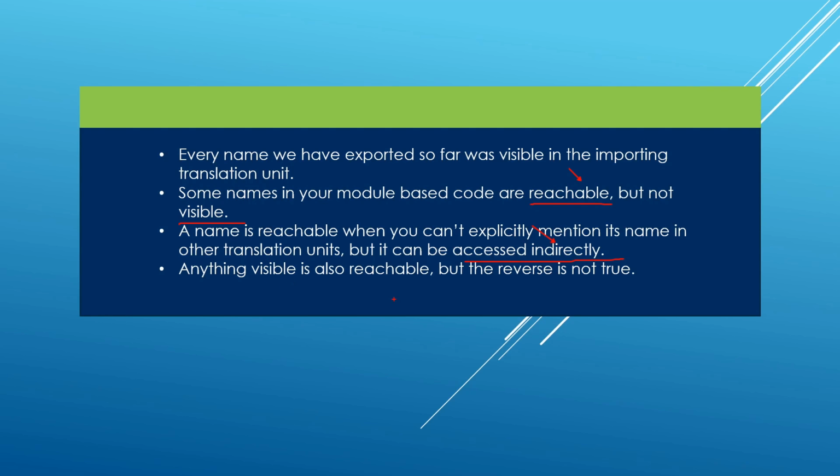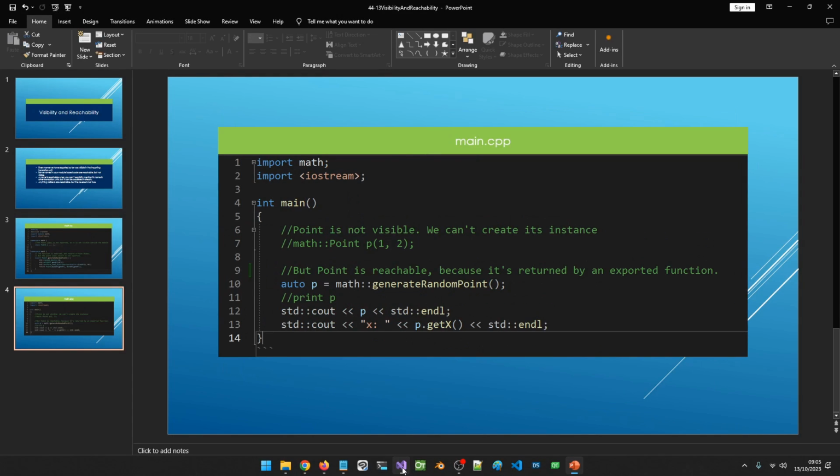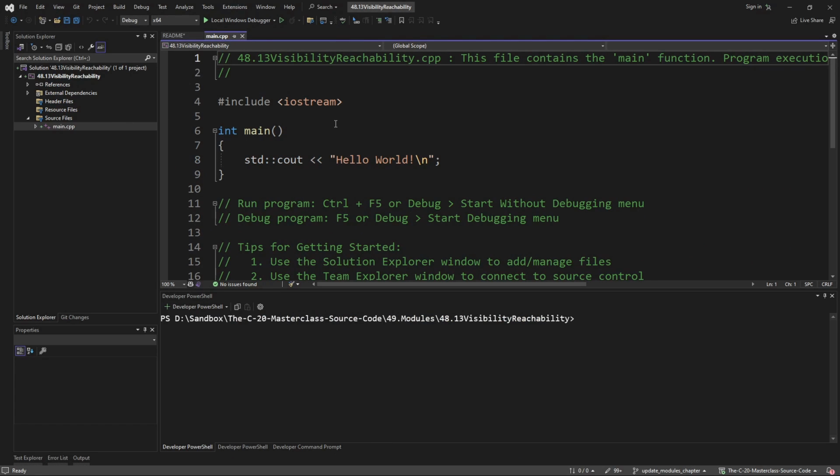Anything visible is reachable. Just because something is reachable doesn't mean it is visible. These are the points I wanted to make clear here. Now that you understand this, we can head over to our IDE and see these things in action. We can hop over to Microsoft Visual Studio.